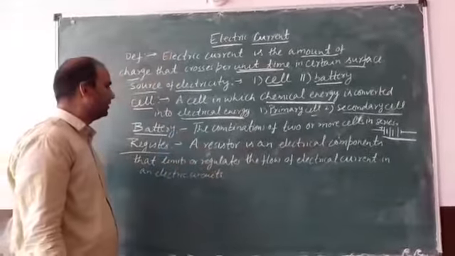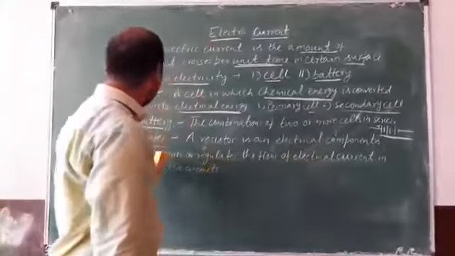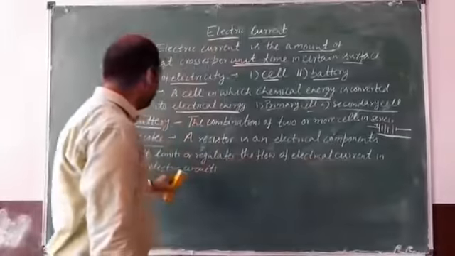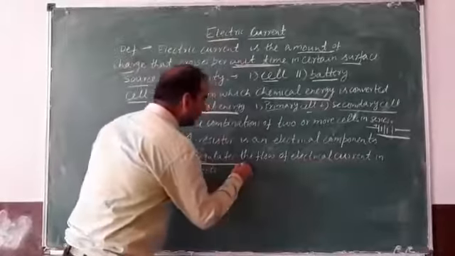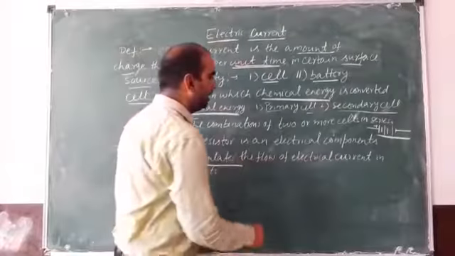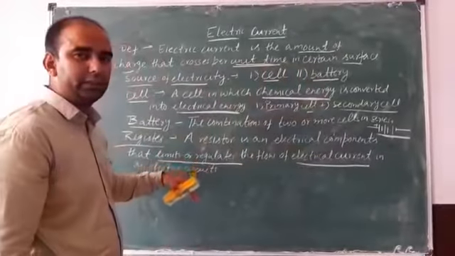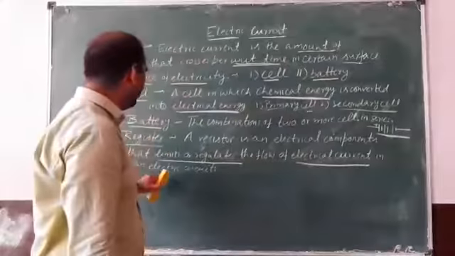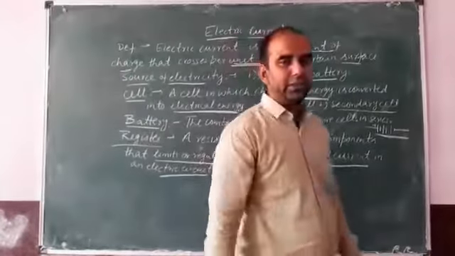Now next is the resistor. A resistor is an electrical component that limits or regulates the flow of electric current in an electrical circuit. It limits and regulates: it passes ahead only as much charge as is allowed. The component that limits the flow of electrical current in an electrical circuit is known as the resistor.